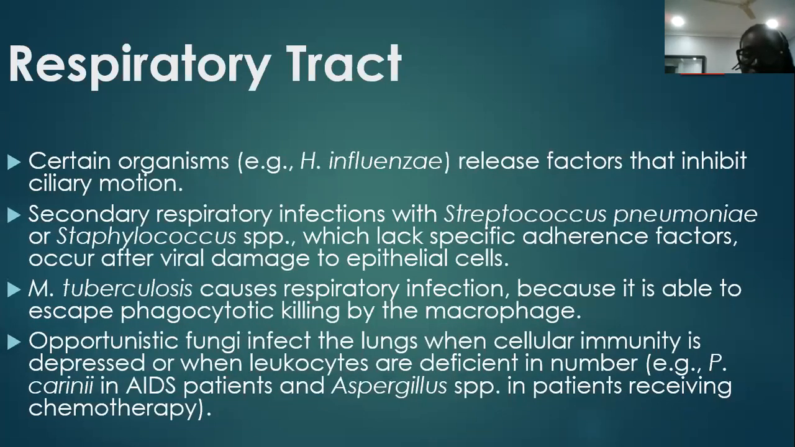Some of the microorganisms also produce hemagglutinins, which help them to cause an infection. Then something like Mycobacterium tuberculosis escapes phagocytosis by killing the macrophages, and so it can cause an infection inside the lungs.